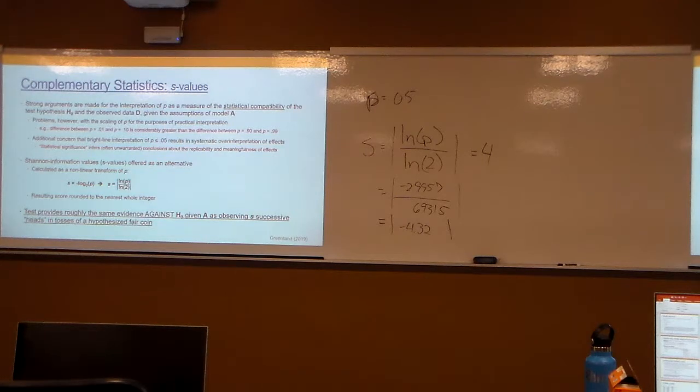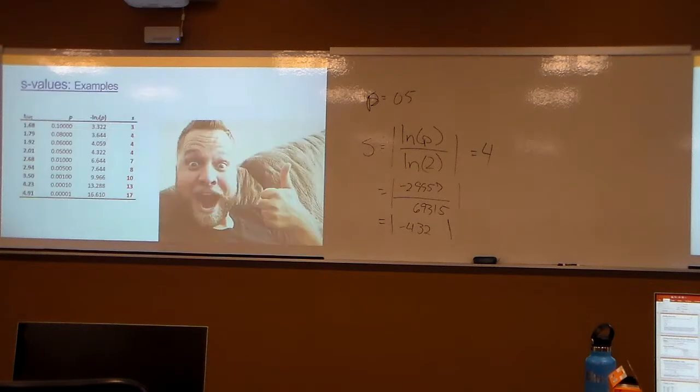hypothesis, right? And so this is the idea behind these S values, using this as a way to start to gauge the strength of evidence against the null given the model that we're using. Does that make some sense? You can kind of see how we're using this.